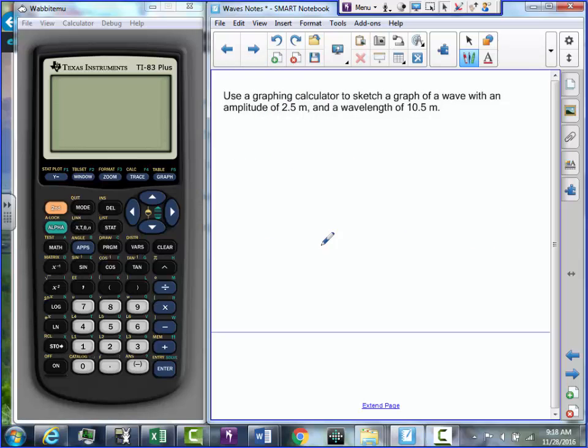Let's give an example here. Let's try to sketch a graph for a wave which would have an amplitude of 2.5 meters and a wavelength of 10.5 meters. No, I did that wrong. Y equals A sine of 360 over, I'll just leave it blank for right now.